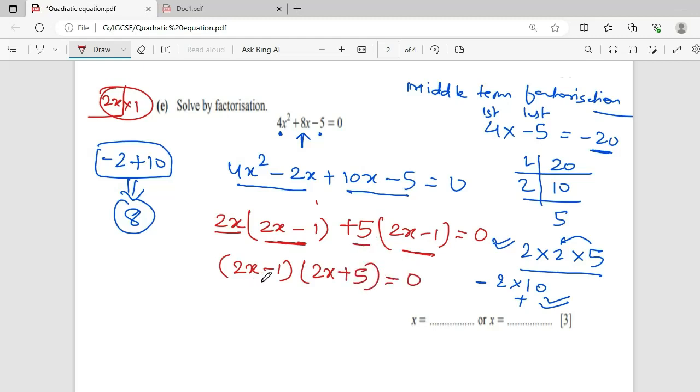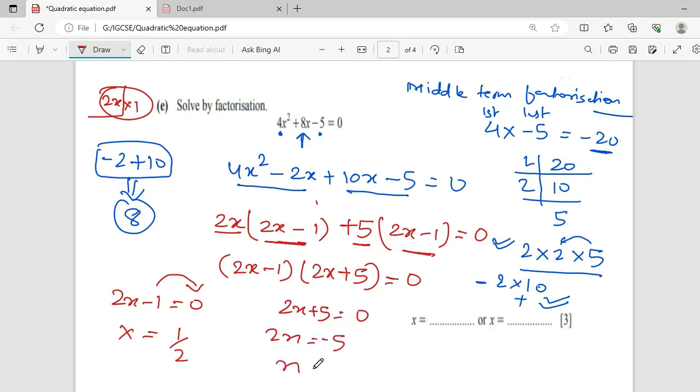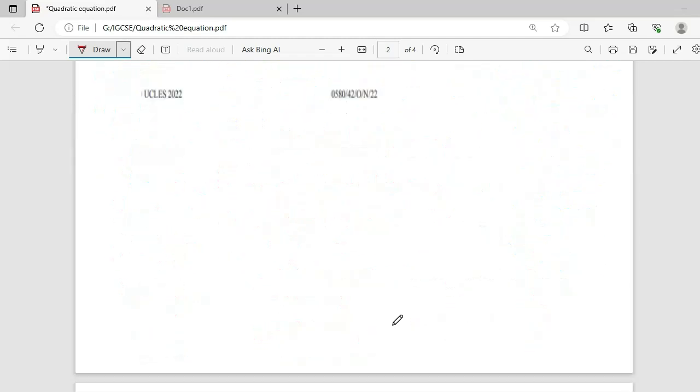Now if the product of two numbers or two variables is 0, that means either of them is 0. That means either 2x minus 1 is equal to 0, so x is equal to 1 upon 2, minus will come here and become plus 1, so 1 upon 2. Or 2x plus 5 is equal to 0, 2x is equal to minus 5, x is equal to minus 5 upon 2. So these are the two solutions we got, half and minus 5 upon 2. This is the way we solve using the middle term factorization.